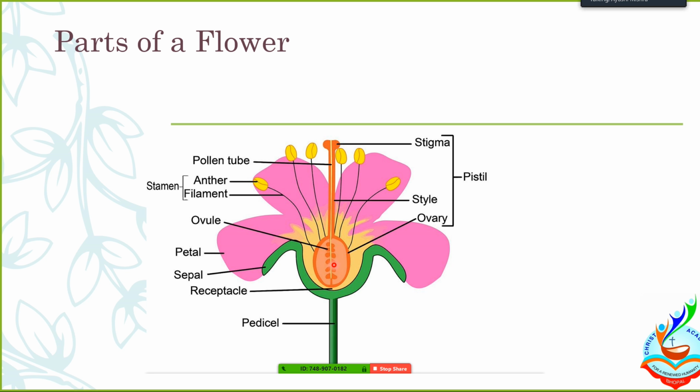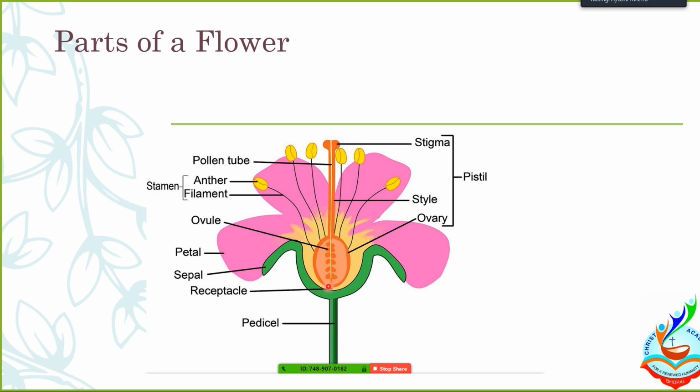It is the fourth and innermost part, present inside the flower. It is formed of a flask-shaped structure. You can see this structure is flask-shaped. It is also called the pistil or carpel. Now, the pistil consists of three parts. First is the stigma, second is the style, and third is the ovary.